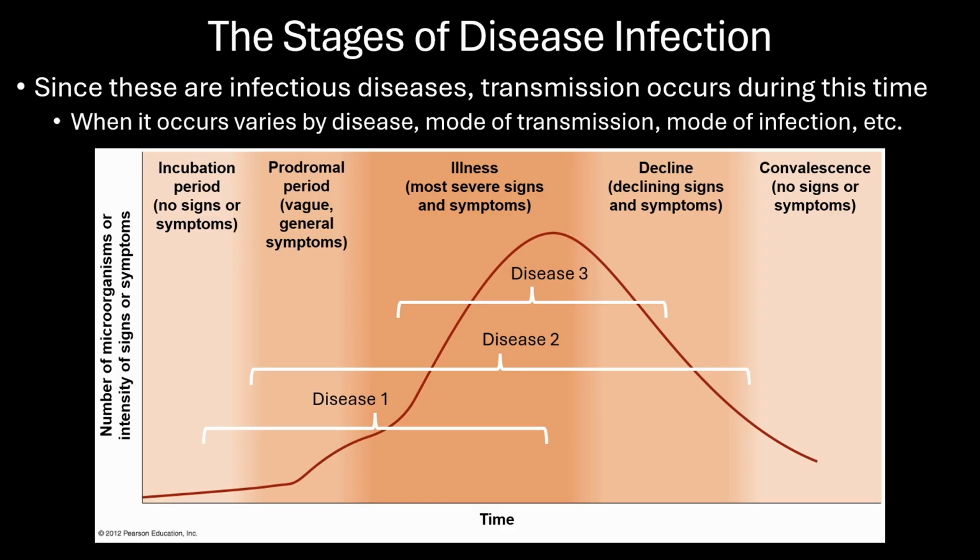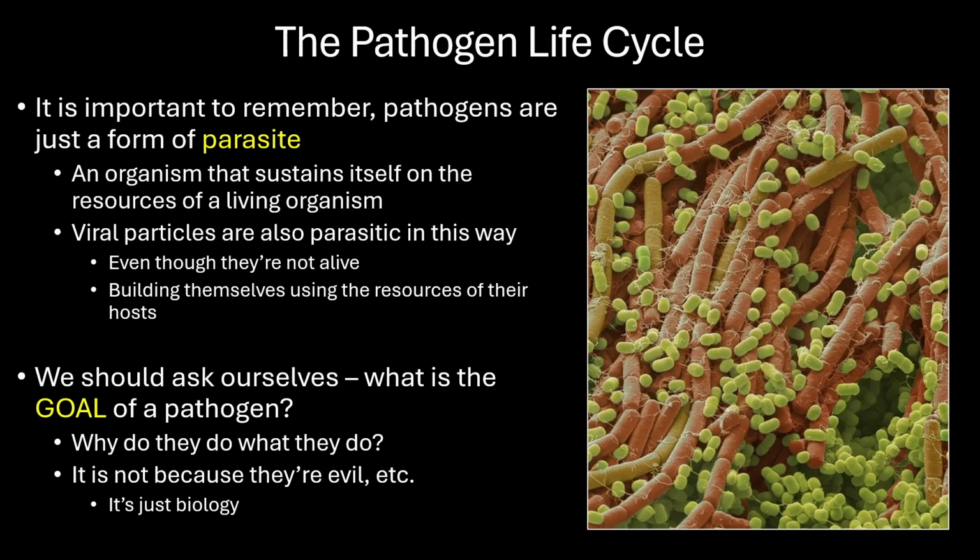This period of time and when this occurs and how long it occurs for is also really variable from disease to disease. It can vary a lot based on the species that causes this disease and also the mode of transmission, how it gets around and reaches new hosts, and the mode of infection too. When it finds a new host, how does it infect that host? And more.